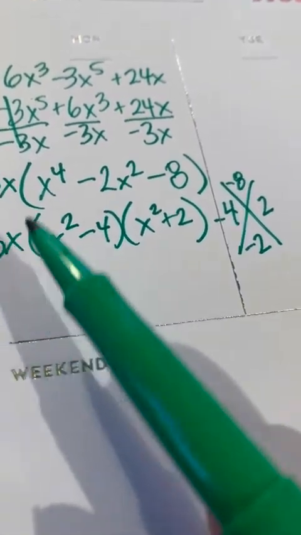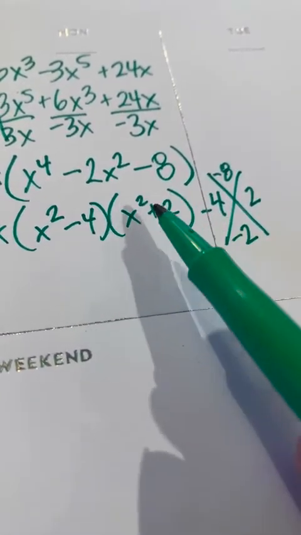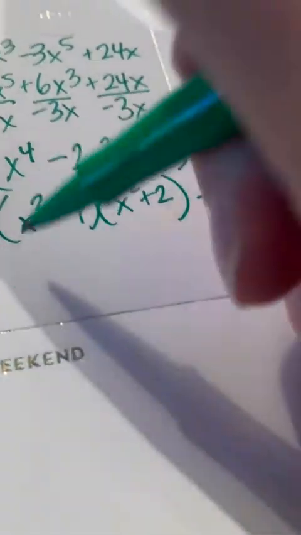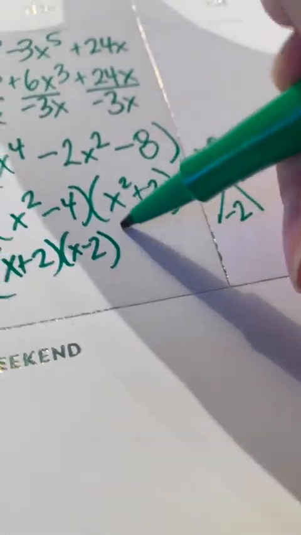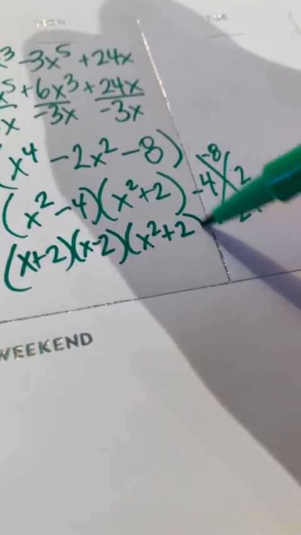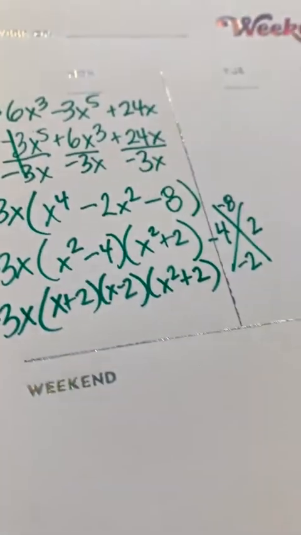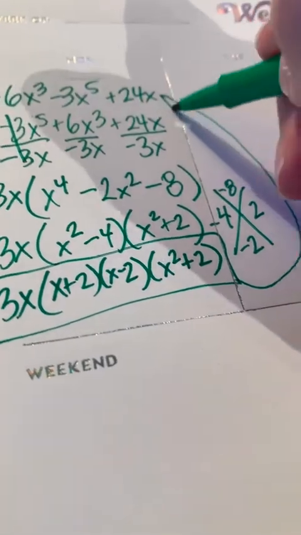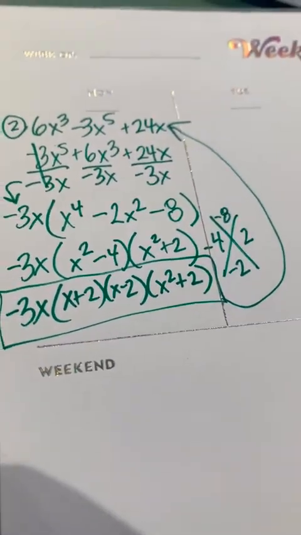This one can't break down anymore. That one can't break down anymore, but this is the difference of squares because x squared is a square and 4 is as well. So I'd have x plus 2, x minus 2, still bring down x squared plus 2, and the negative 3x. So that would be how I factored. This is the same as this, just in another format.